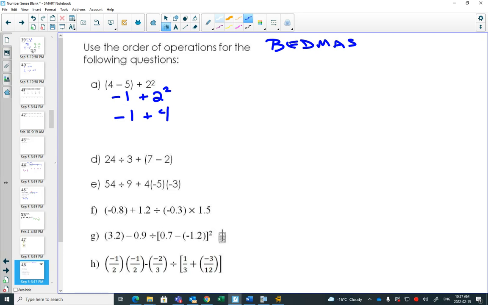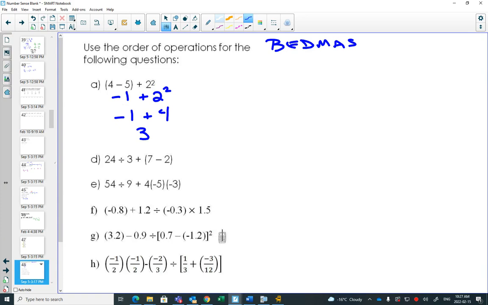What did I do next? I did the exponent, right? And notice how I wrote the 4 right underneath where the 2 squared was. Remember what an exponent means? 2 squared means 2 times 2, so that's 4. And now we've got adding. What's negative 1 plus 4? Positive 3.